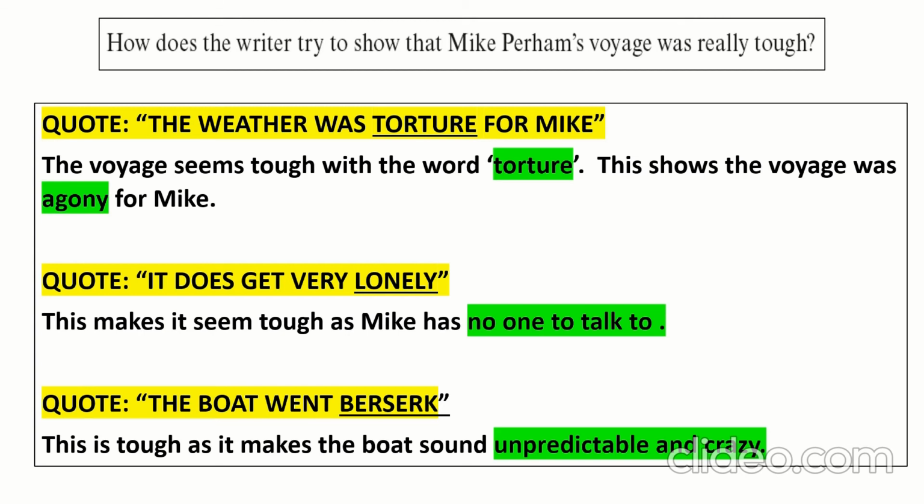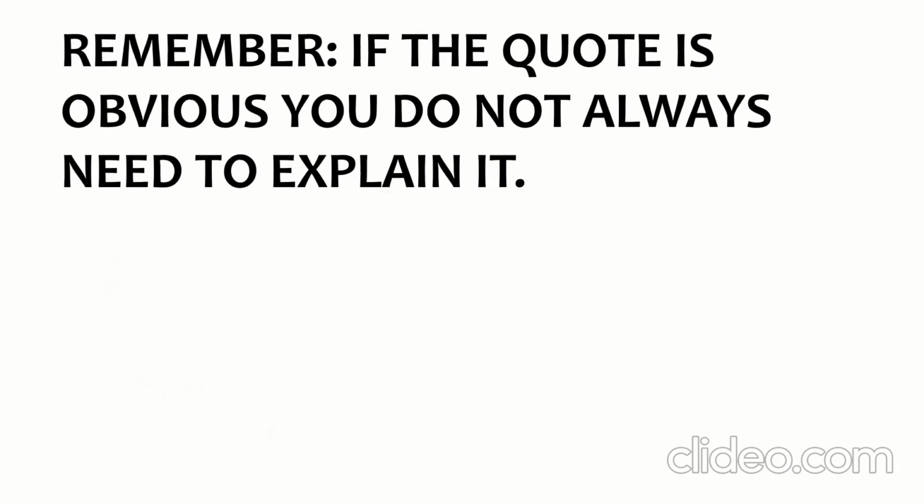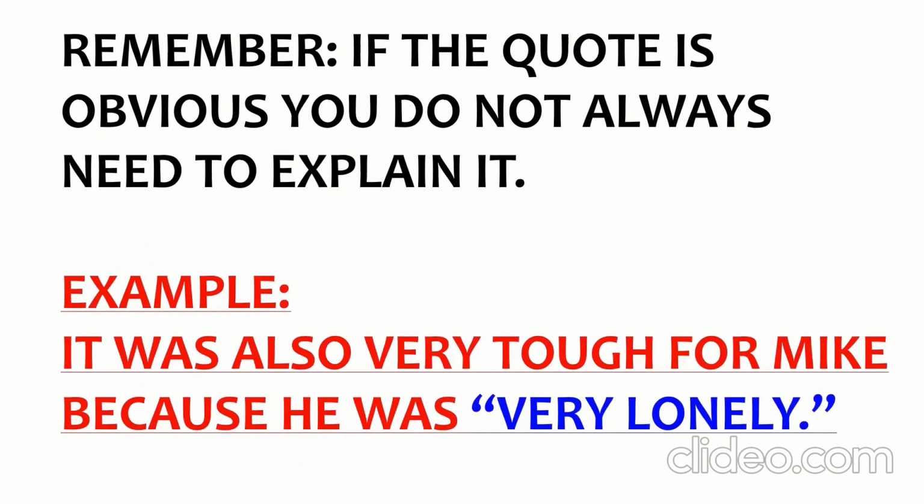Remember that you've got to keep linking it back to the question. So remember the question is, how does it show Mike's voyage was tough? If you look at my sentence starters for each of these three quotes, I put the voyage seems tough. This makes it seem tough. This is tough. It might sound a bit repetitive and predictable, but the examiner's more bothered about the quote and your explanation. Remember, if the quote is obvious, you don't need to explain it. So I've already explained that one.